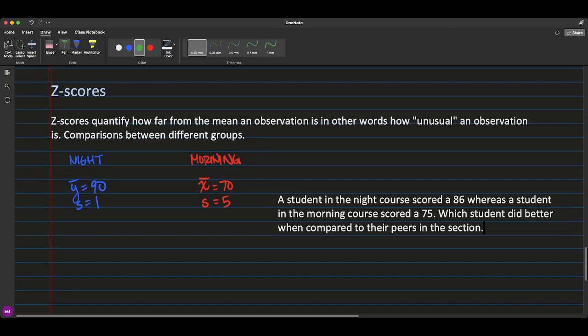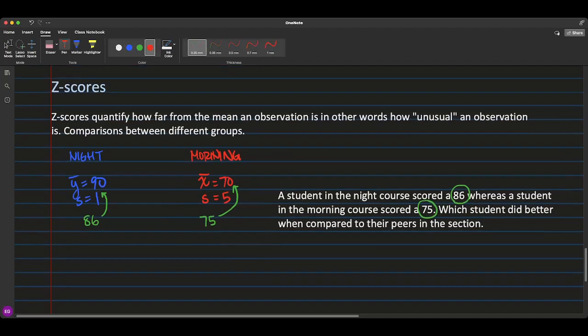So what are we doing here? The person at night scored an 86. The person in the morning scored a 75. We're not just going to compare their scores. 86 is obviously higher than 75. What we're wondering is, hey, this person did an 86. Let's compare them to people in their course. And this person got a 75. Let's compare them to people in their course. If you want to look at their place in the course, how well they did, who did better? So a z-score is useful for this.